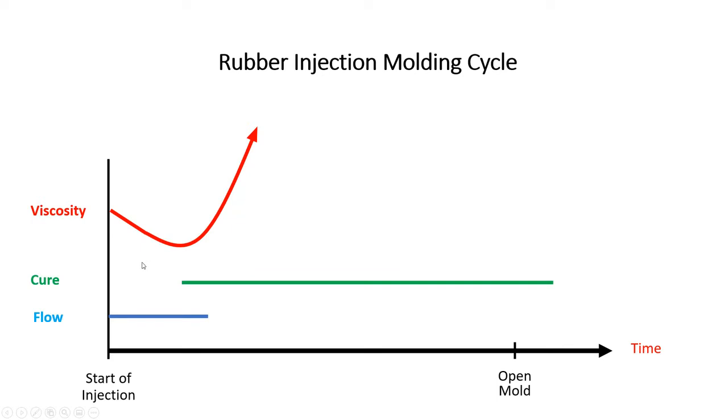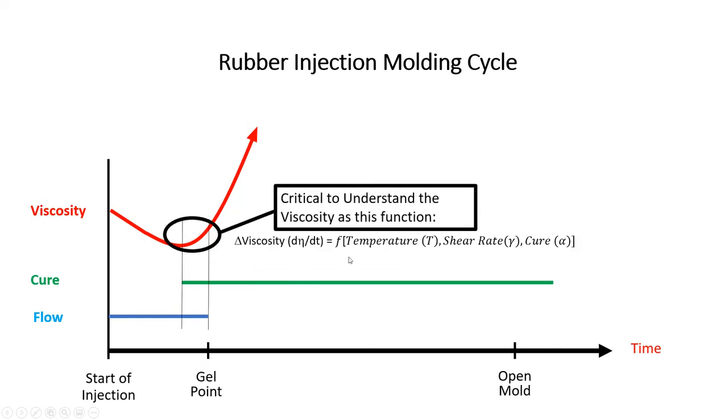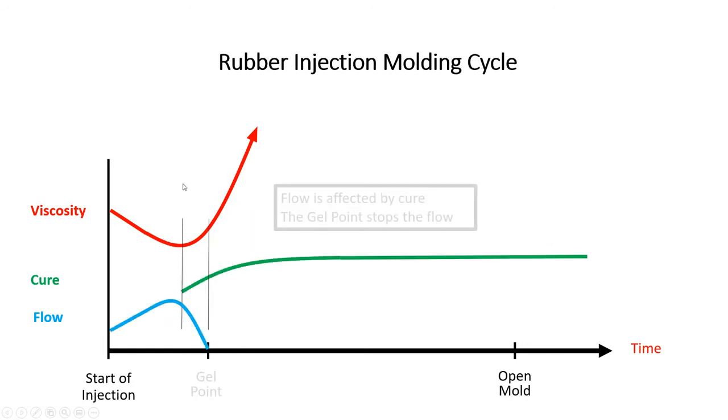So what that means is that it's critical to understand the viscosity as this function. And note that I'm saying it is the change in viscosity with time with respect to the functions of temperature, shear rate, and cure. These are important things to understand. And that's where we use the Premier RPA to measure what's going on viscosity-wise under these conditions in the flow path.